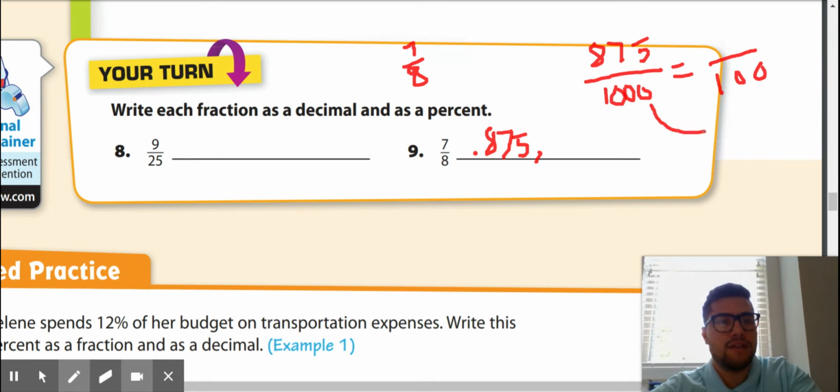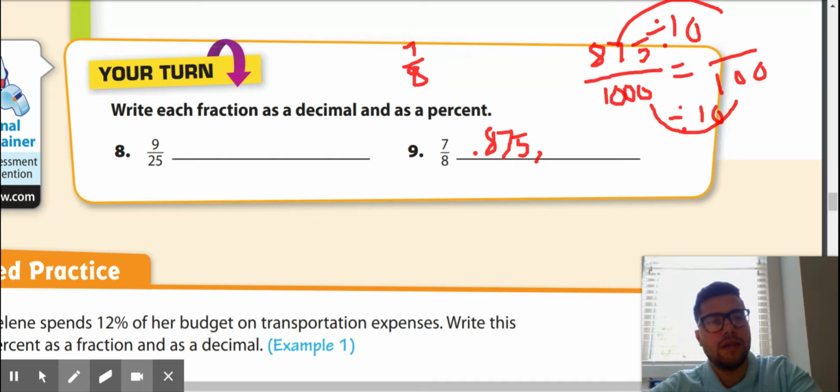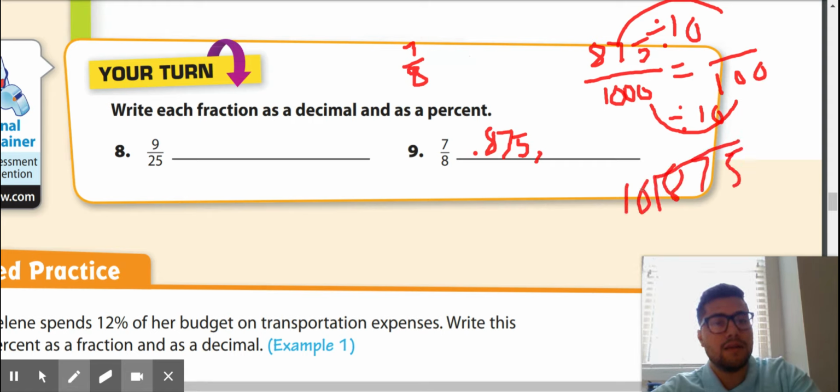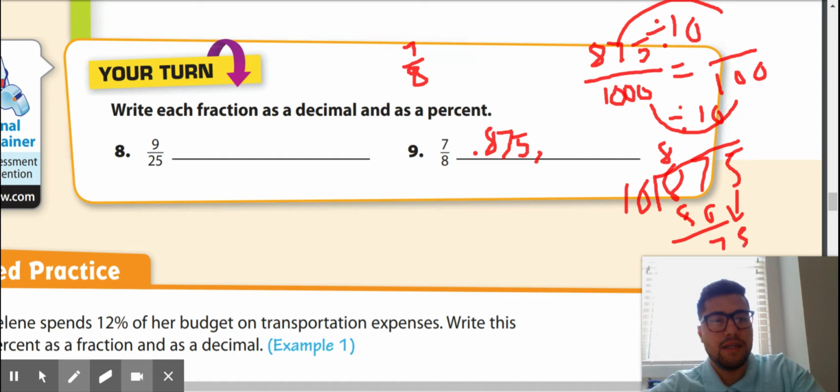If you're thinking division, you're absolutely right. We're going to divide this by 10, and this top number, we're going to do the same. We're going to divide it by 10, okay? So by doing that, we can get 875 divided by 10. 10 does not go into 8, but it does go into 87 8 times. So we get 80, and then we got 7 left over. 10 goes into 7? No, it doesn't. So we got to get our 5 down here. Does 10 go into 75? Yes, it goes in 7 times.